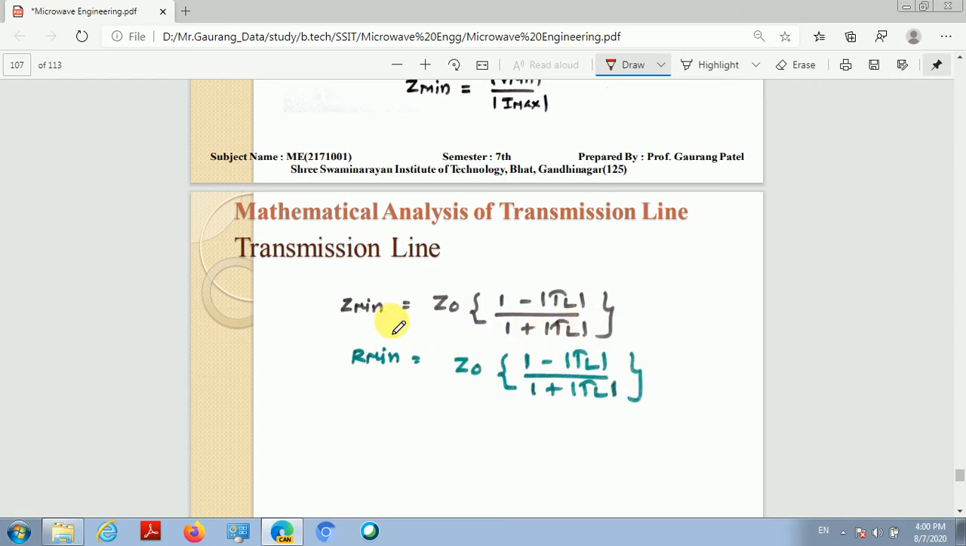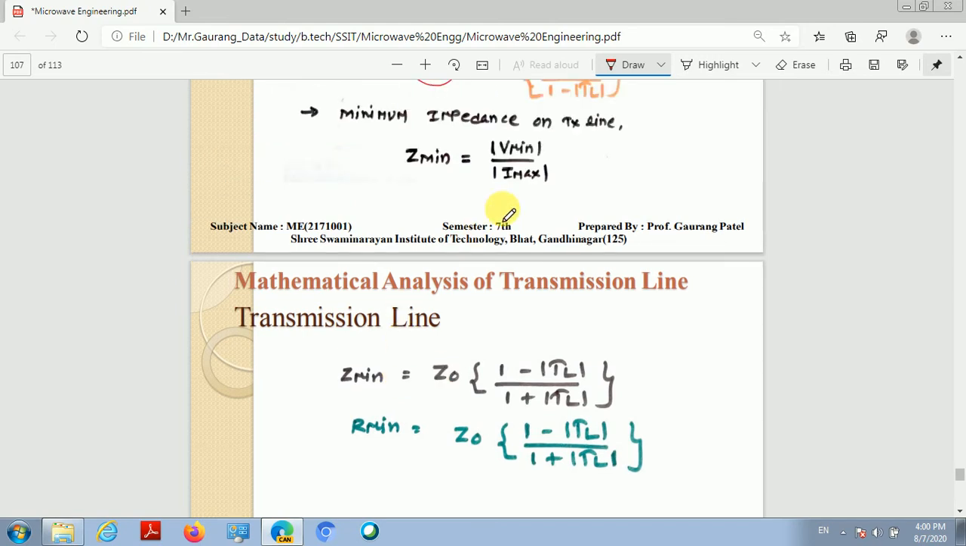We also concluded that when the voltage is minimum at that location, the measured impedance is real. So instead of Z min, I can write R min, that is the minimum resistance, equal to Z naught 1 minus mod gamma L divided by 1 plus mod gamma L.